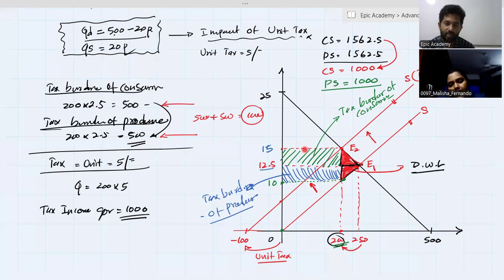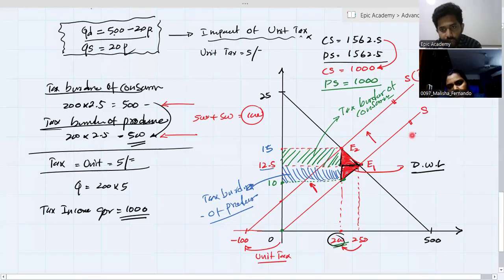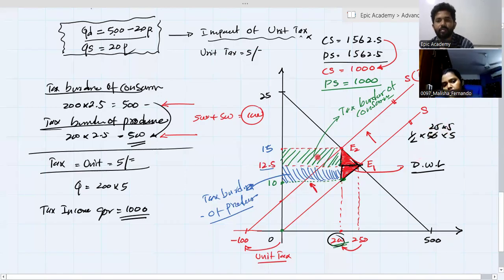So here the height is 50 and the length is 5. Half of 50 is 25, multiplied by 5, is 125. So this is the dead weight loss value.